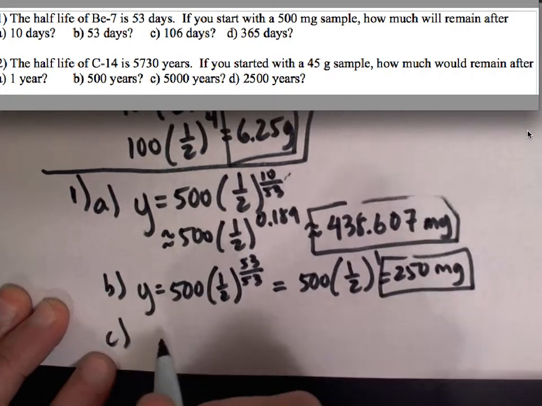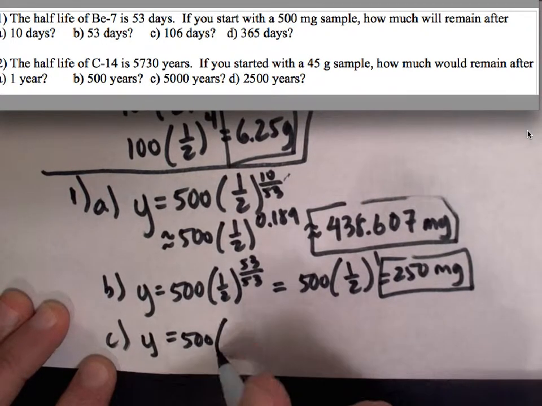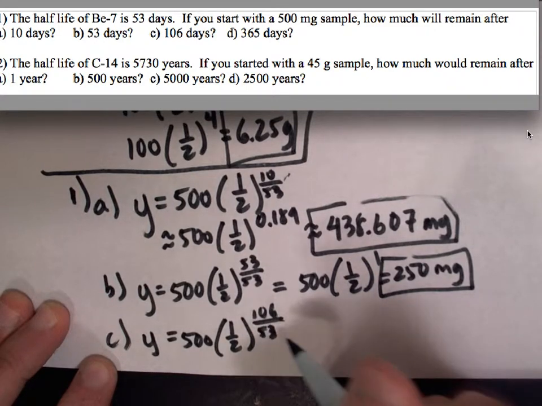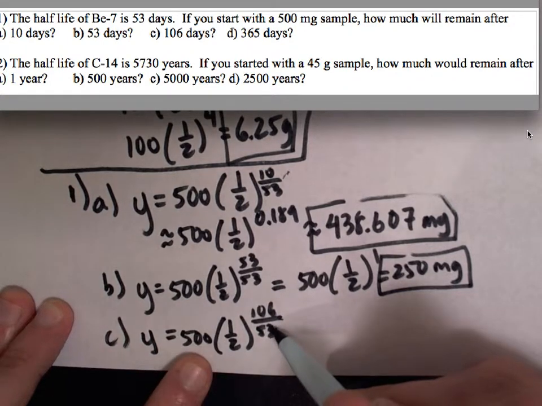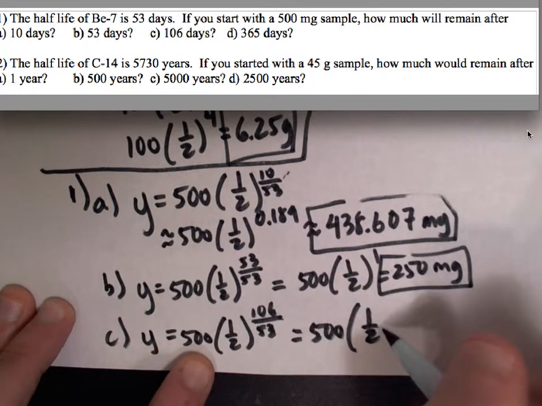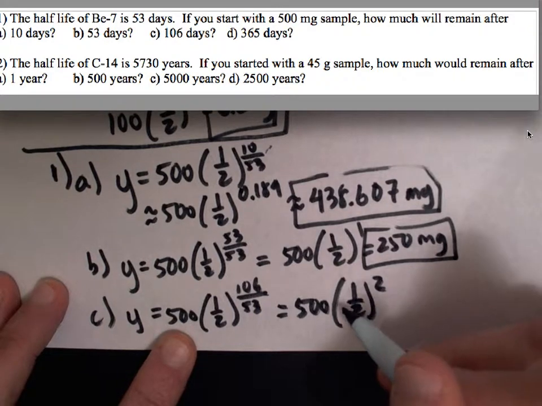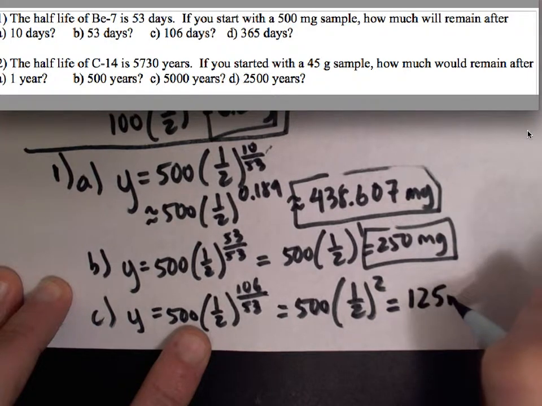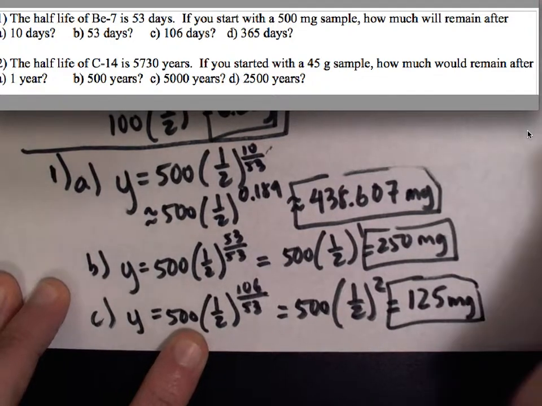Okay, letter C. Let's say y equals, we're waiting 106 days. 500 times 1/2 to the 106 over 53. 106 over 53, well, that is just double, right? That's basically just 2 half-lives. You waited 2 half-lives, so you can simplify that to 500 times 1/2 squared, and you can calculate this, that's 1 over 4, so 1/4 of 500, and that is 125 milligrams. So basically it's just halved again. We've waited 2 half-lives. Halved and then it halved again right here.